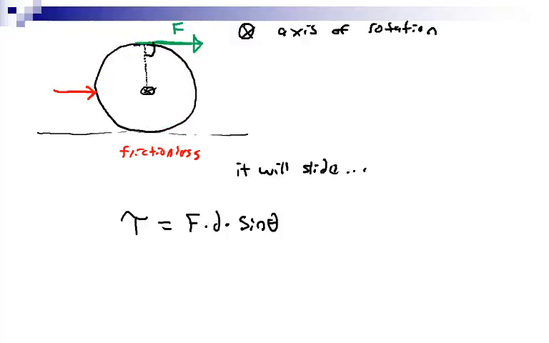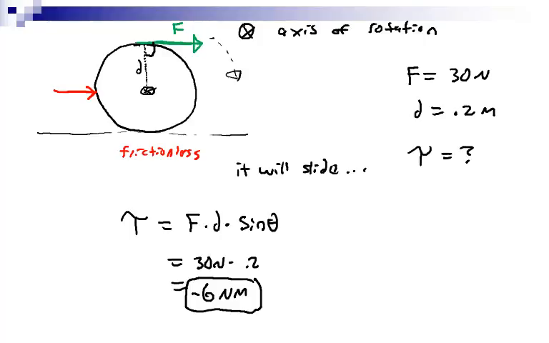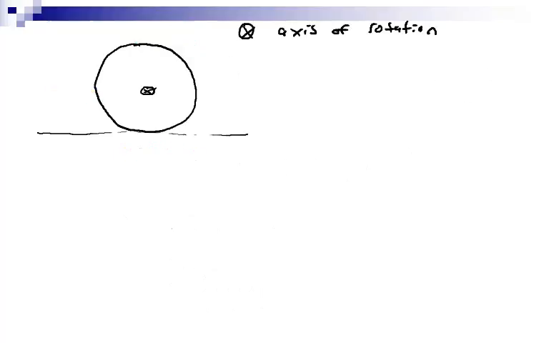Now, the way that we'd figure out what's going on with that is with torque. We have force times displacement times sine of theta. In this case, this is 90 degrees, perfect torque. The force is 30 newtons. The lever arm is 0.2 meters. The amount of torque would be -6 newton meters, and that would be making it go faster.